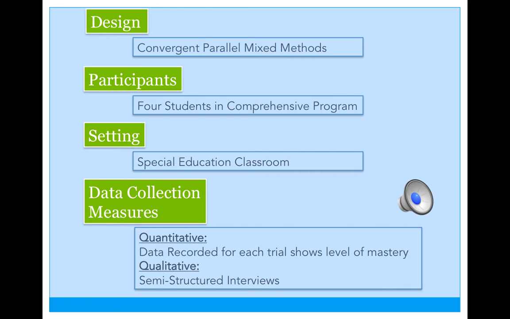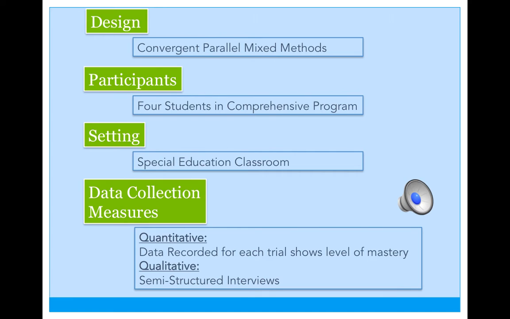For each time I presented her with a new word, I would record either a plus or a P in my data record. A plus would mean that she did it independently and correctly by herself, and a P would mean that I prompted her, and then she was able to do it correctly.